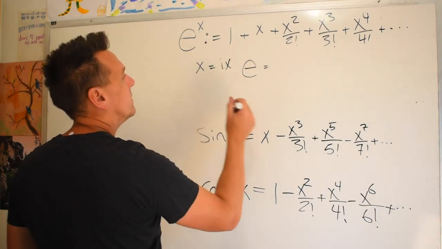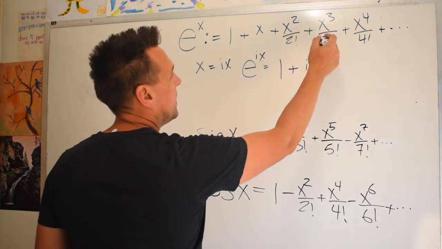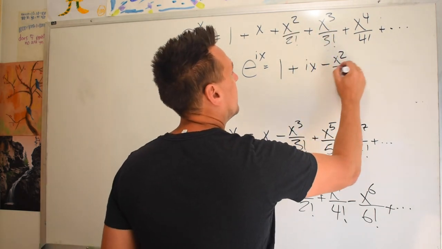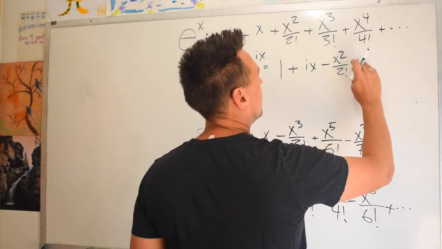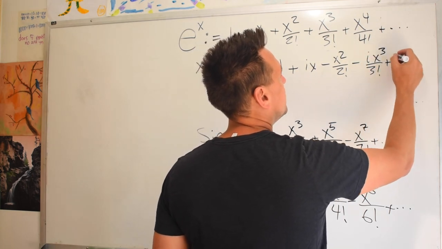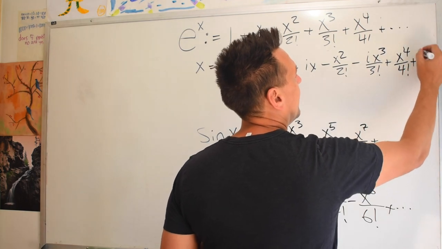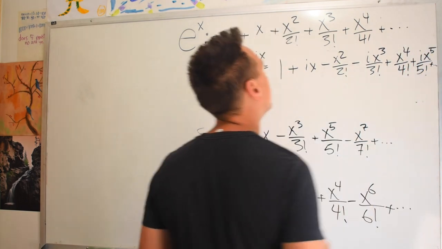x equals ix. So e to the ix equals, just plugging in, 1 plus ix plus i squared x squared over 2 factorial. So i squared is minus 1. And then I'm going to get minus i x cubed over 3 factorial. And then I'm going to get a plus. At this point, I have 4 powers of i, so it just totally goes away in terms of the 1: x to the 4th over 4 factorial, plus i x to the 5th over 5 factorial. On and on, it'll keep going.